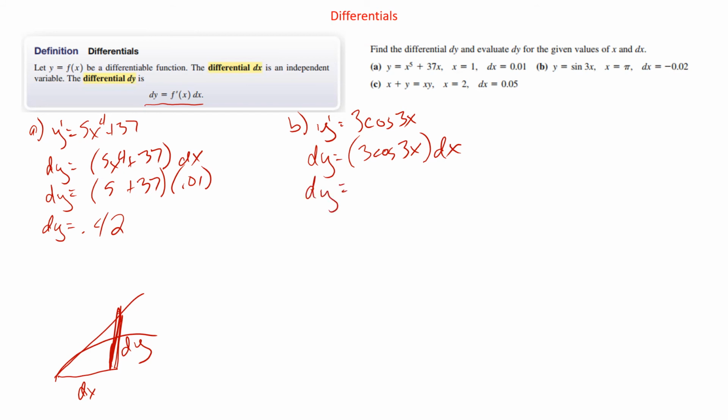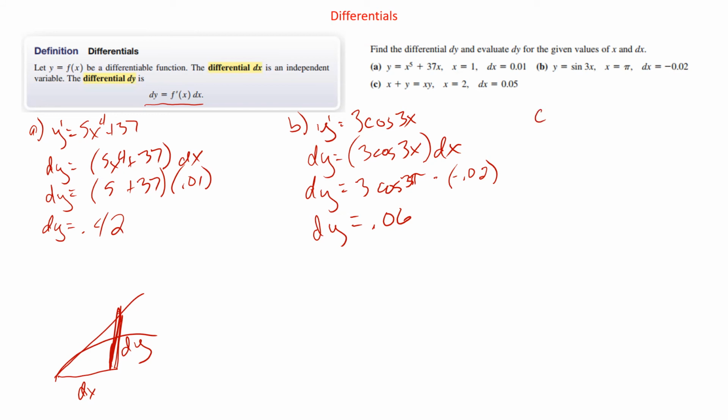So dy equals 3 times cosine of 3 pi times negative 0.02. So cosine of 3 pi is going to be the same as cosine of pi, which is negative 1, times 3 is negative 3, times negative 0.02 is going to be positive 0.06. So dy, the change in y, when we're going to the left, 0.02 to the left, when x equals pi, is going to be about 0.06.